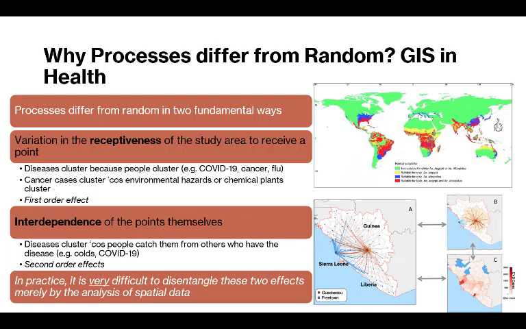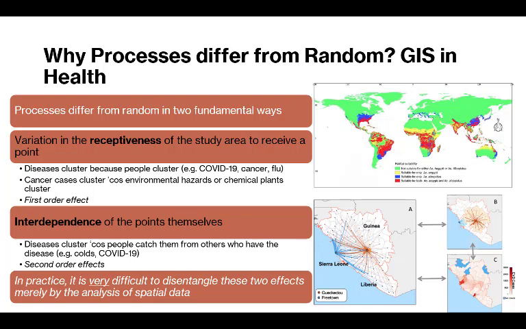The second fundamental reason why processes or disease or health outcomes cluster has to do with interdependence of points themselves. So if we look at that, diseases cluster. Certain diseases you will find in a place cluster because people catch them from other people who have the disease. So if somebody has COVID-19 or somebody has a cold or flu, they're likely to transmit it to people who are closer to them.